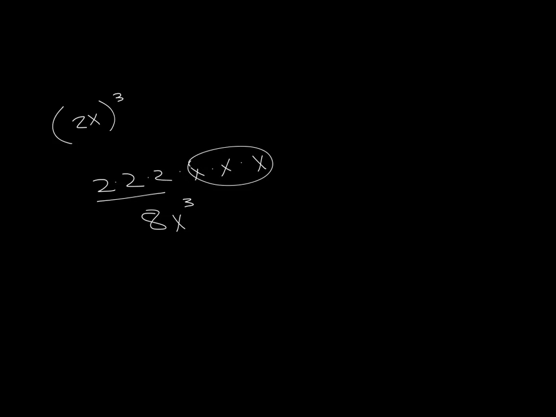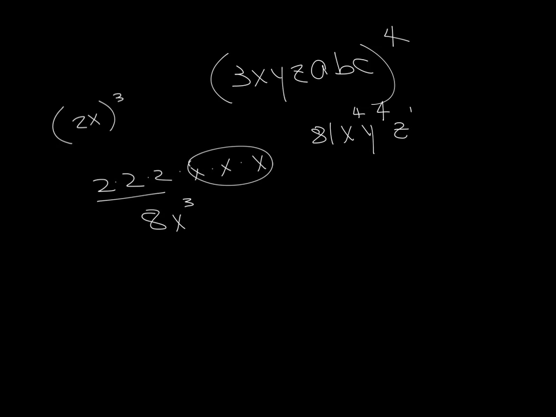So if I have two numbers in parentheses or letters, and there's a 3 there, that 3 applies to each part of that. If I have 3xyzabc to the 4th power, that is going to be 3 times 3 is 9, times 3 is 27, times 3 is 81, x to the 4th, y to the 4th, z to the 4th, a to the 4th, b to the 4th, c to the 4th. Okay, so see what happened? You put that 4 on every single thing on there.